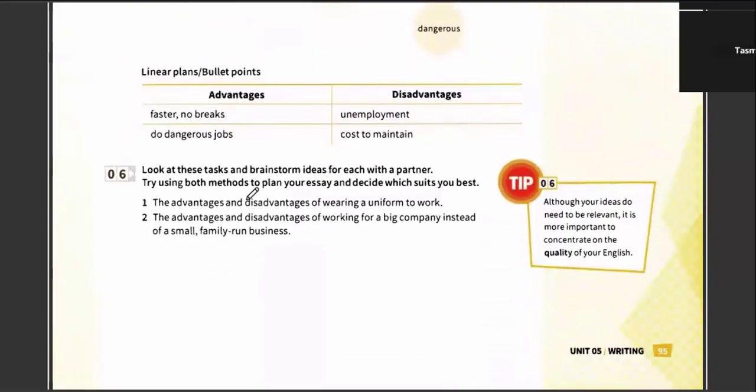So looking at the next activity, are you clear about this, dear? Yes, I'm clear. Okay, great.